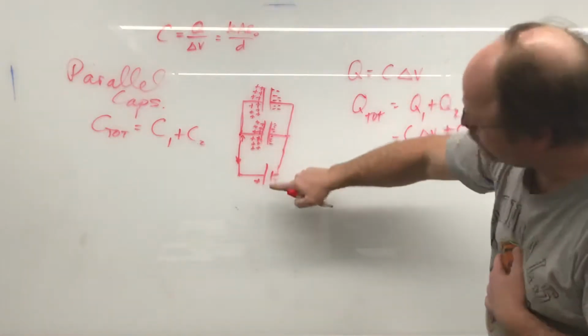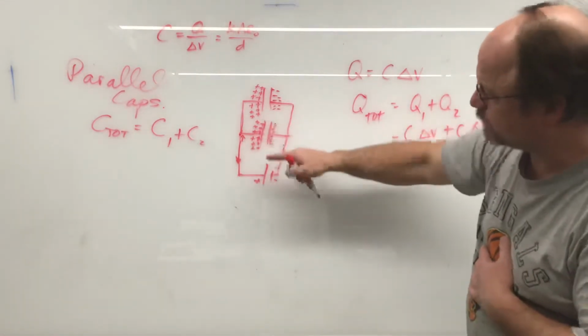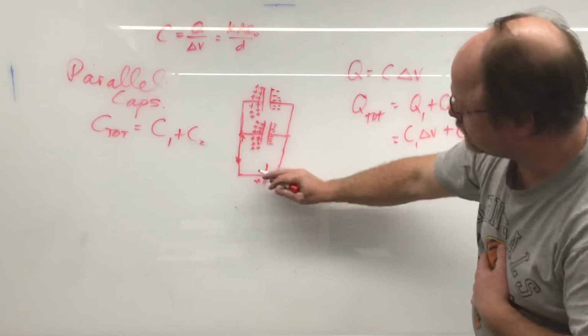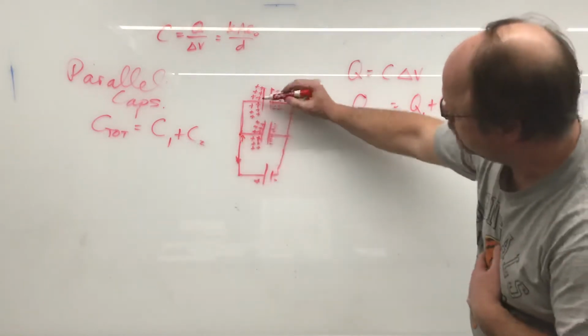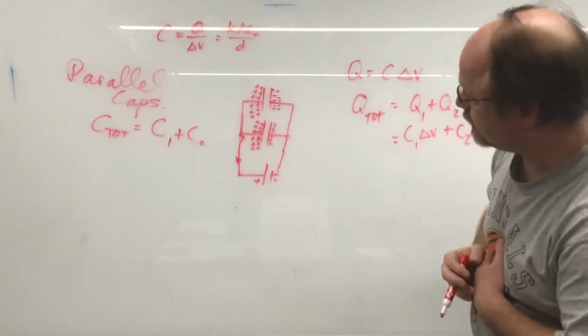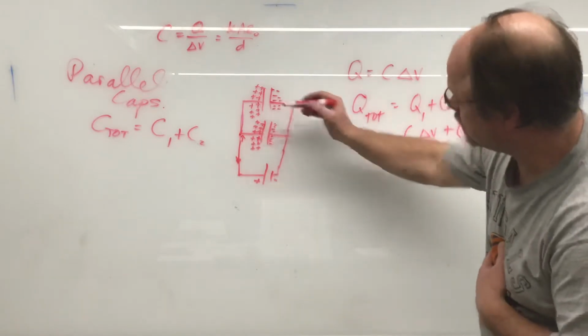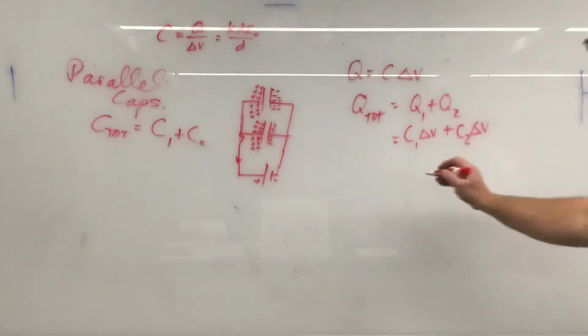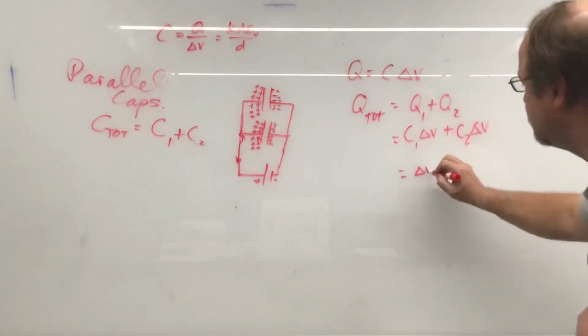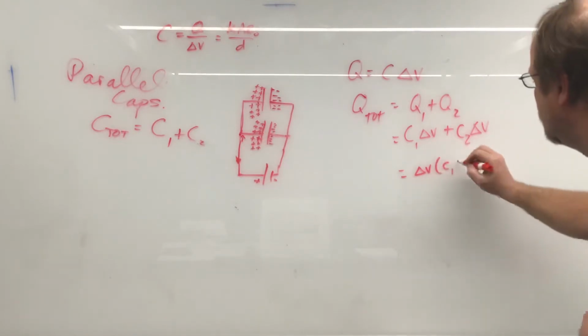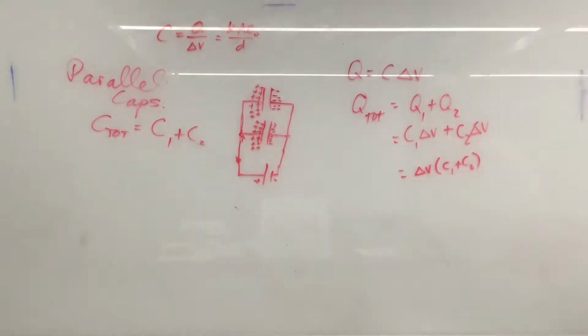And if they are looking at the same voltage, which in this case, if they're in parallel, they are, right? The positive side of this battery touches this side of the capacitor. The negative side touches this side of the capacitor. So they're looking at the same voltage. Therefore, that delta V can be factored out, and I have delta V times C1 plus C2.